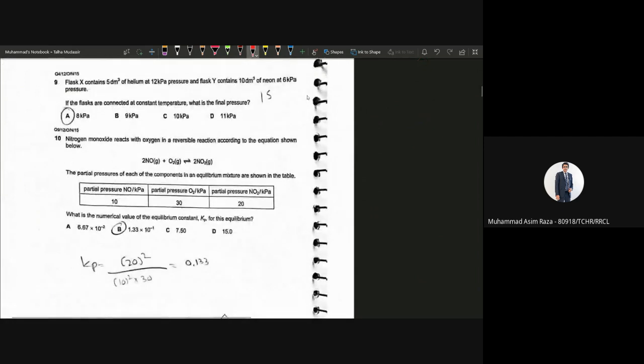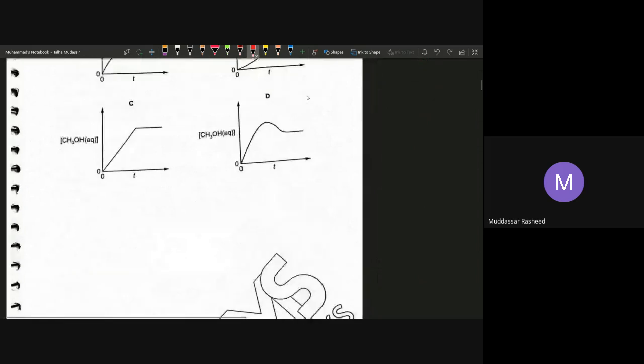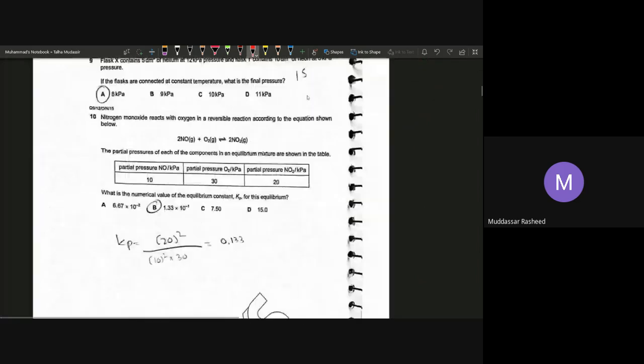And then it says, sir, this question was number 8 above. No, this is 8 below, sorry, this will be 9. Question 9 says that flask X contains 5 decimeter cube of helium at 12 kilopascal pressure. And the total pressure is 12 kilopascal. Flask Y contains 10 decimeter cube of neon at 6 kilopascal pressure. If the flasks are connected at constant temperature, what is the final pressure?